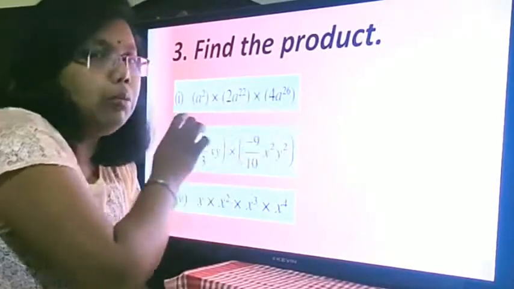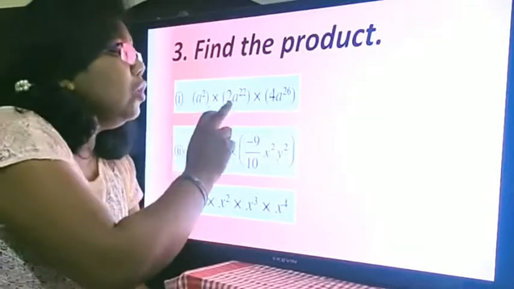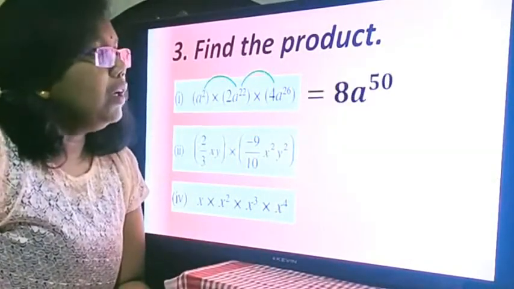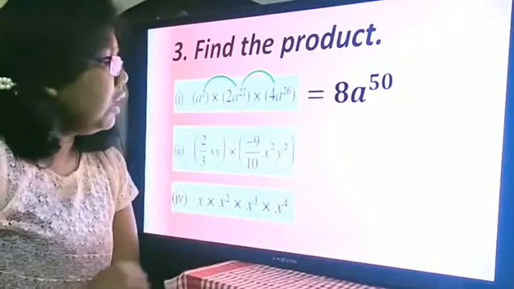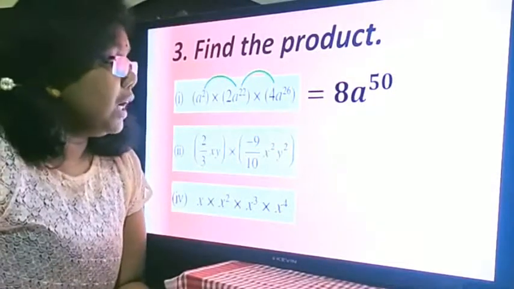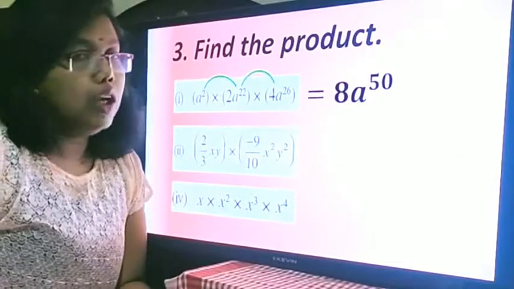The coefficients have been multiplied separately. So 1 2s are 2, 2 4s are 8. So 8 a raised to 50. Your answer would be 8 a raised to 50. A similar thing has to be done here: 2 upon 3 xy multiplies minus 9 by 10 x squared y squared.